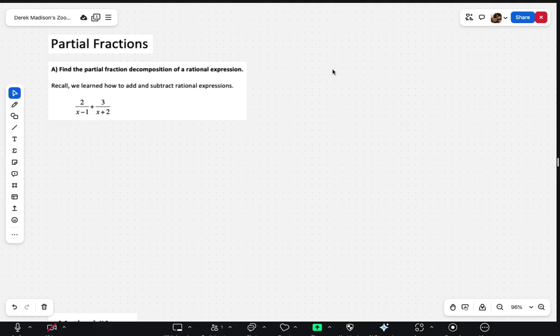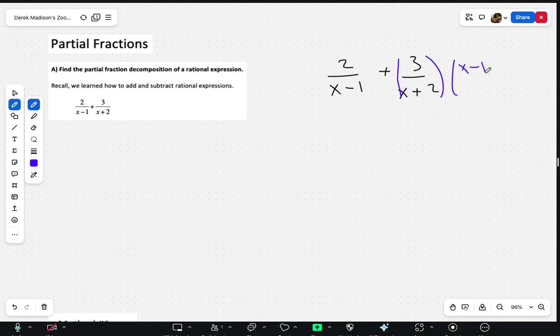So let me take this one down. I'm going to write it over here and just make it a little bit bigger. 2 over x minus 1 plus 3 over x plus 2. So in a previous class, hopefully you learned to add things like this. We would multiply this one by x plus 2 over x plus 2, and this one by x minus 1 over x minus 1.